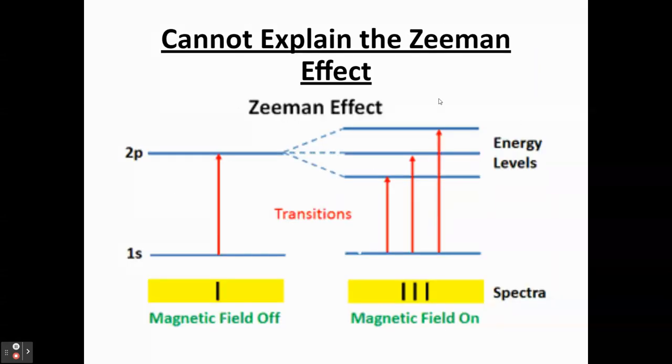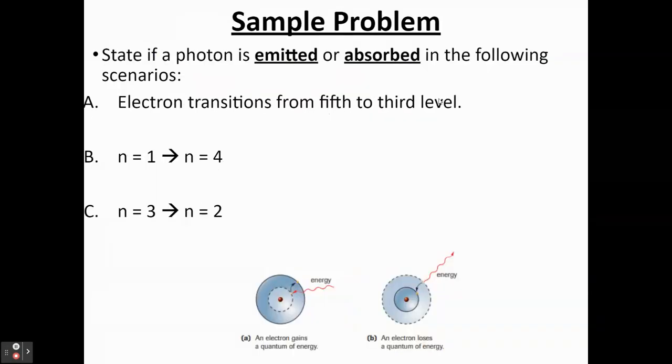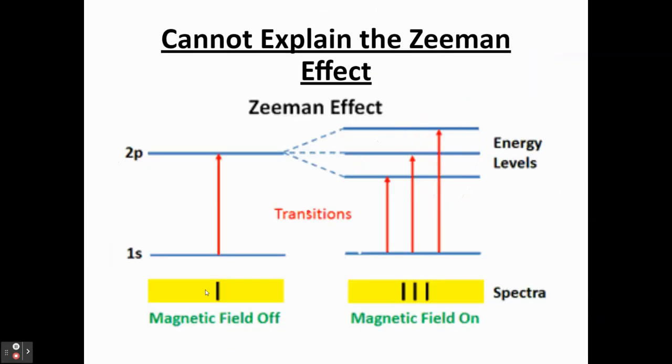So again, Bohr's model wasn't perfect. It couldn't explain all the spectra. In some cases, we'd have this line spectrum. When we turn on a magnet, we'd have 3 lines, and we didn't know why that was, so Bohr couldn't explain that either. So there were a variety of things Bohr couldn't quite explain, and Bohr's model was also breaking a few rules in physics that we couldn't break, so we had to fix it.